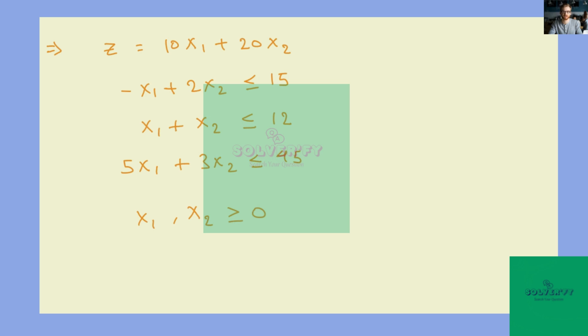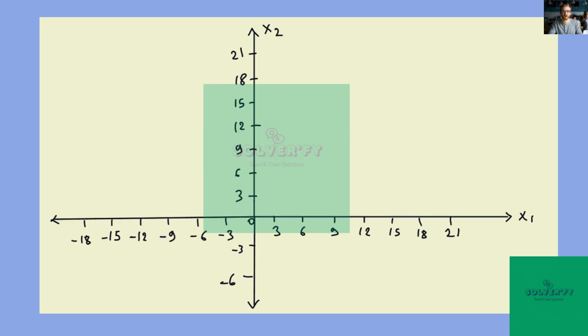Let's give these inequalities and equations a name. Let's say 1, 2, 3, 4, and 5. We will use the graphical method to solve this problem. So first of all, let's plot these constraints in the graph. In this graph, we will plot these inequality constraints.